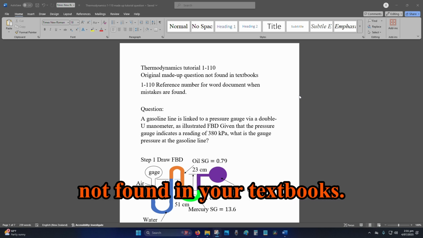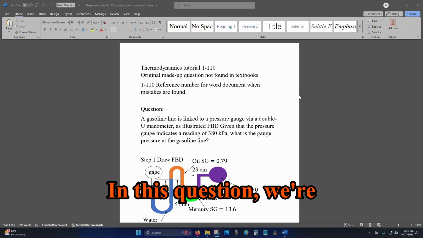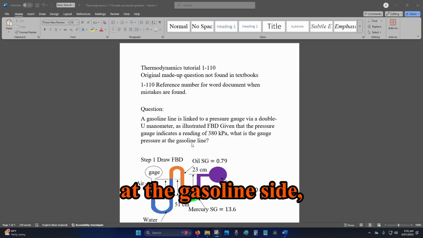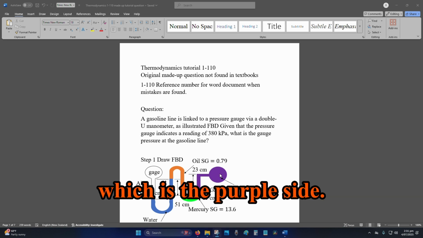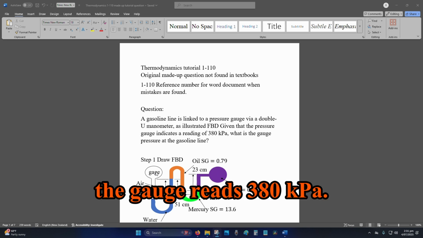This is a made-up question not found in your textbooks. In this question, we're trying to find the gauge pressure at the gasoline side, which is the purple side. From the air side, the gauge reads 380 kPa.